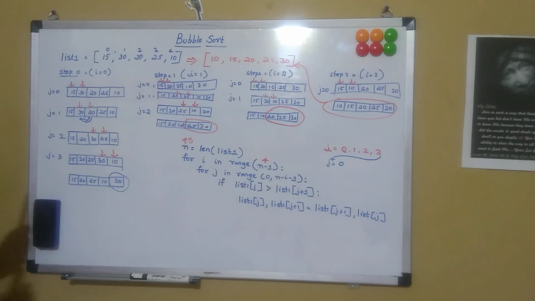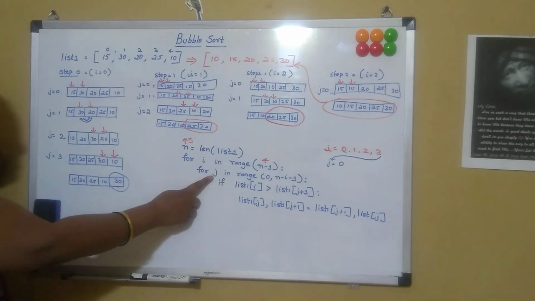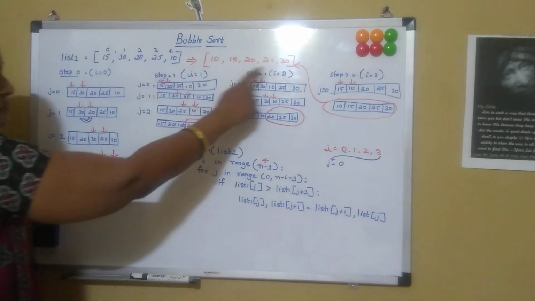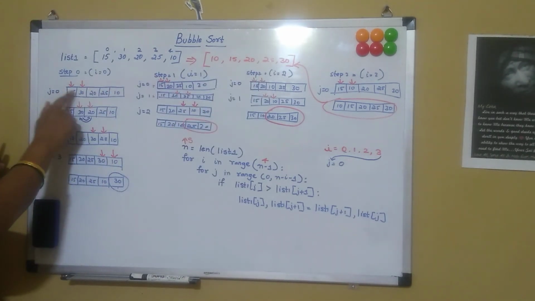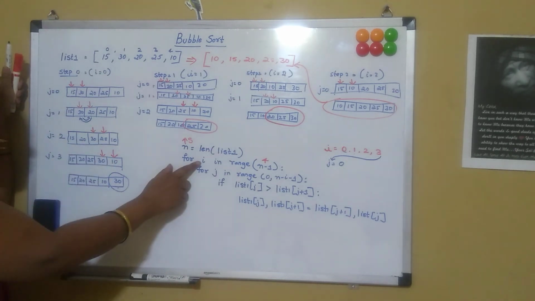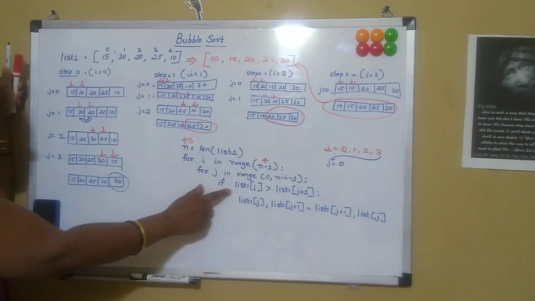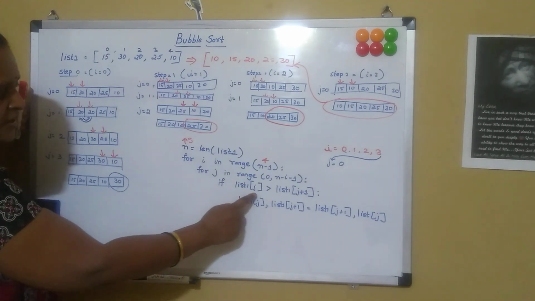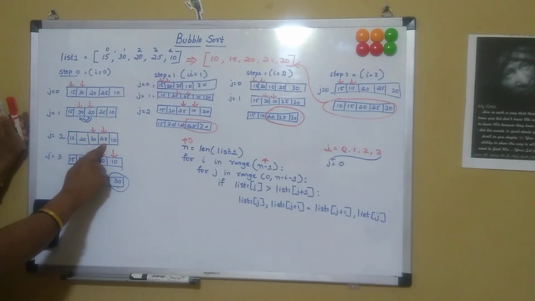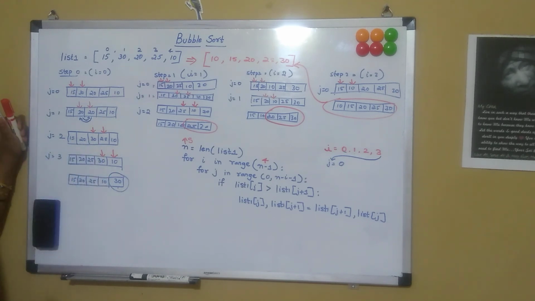We have to basically take two loops. One is the i loop, one is the j loop. i is for the implementation of the steps and j is for checking the individual elements in the list. So we have to consider two loops and we have to check for the condition: if list[j] is greater than list[j+1]. If so, we have to swap the elements. Otherwise, we have to retain it as it is. Hope, friends, the bubble sort technique is clear for you.